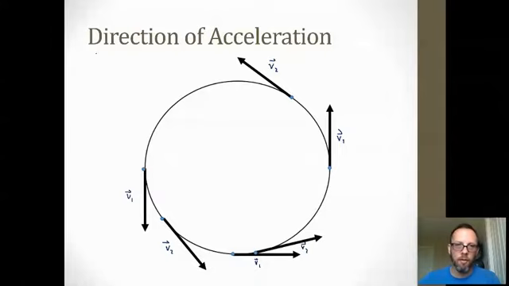I mentioned that we can show the direction is towards the center of the circle using the fact that acceleration equals change of velocity over time. So what are the directions of that change of velocity?